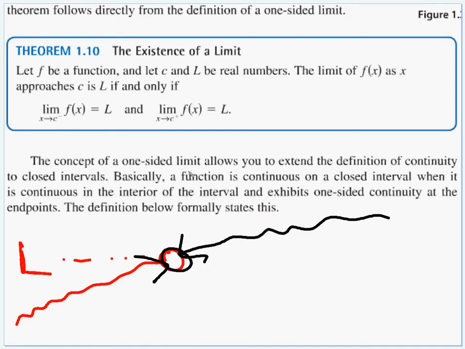So this concept of a one-sided limit allows us to extend the definition of continuity to closed intervals. Basically, a function is continuous on a closed interval when the interior of the function is continuous and it exhibits one-sided continuity at the endpoints.